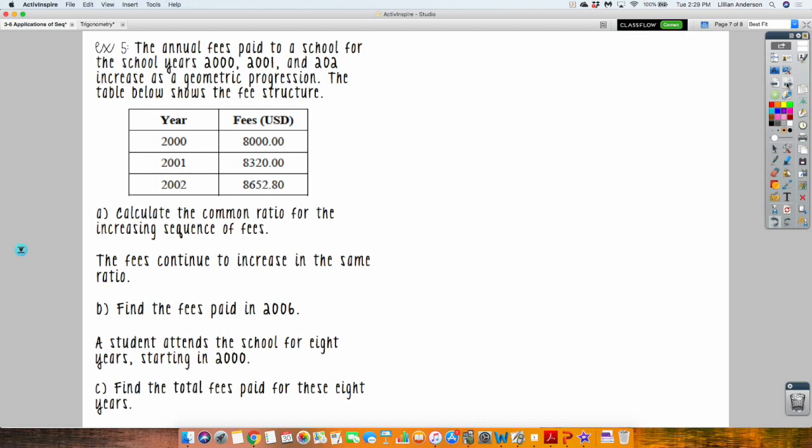All right, here we go. Number 5. I'm going to do this one with you guys just to make sure you understand the process, because this one's a tad bit different. The annual fees paid to a school for the school years 2000, 2001, and 2002 increased in a geometric progression. The table below shows this fee structure. The fees in 2000 were $8,000, 2001 was $8,320, and 2002 was, as you can see. Calculate the common ratio for the increasing sequence of fees.